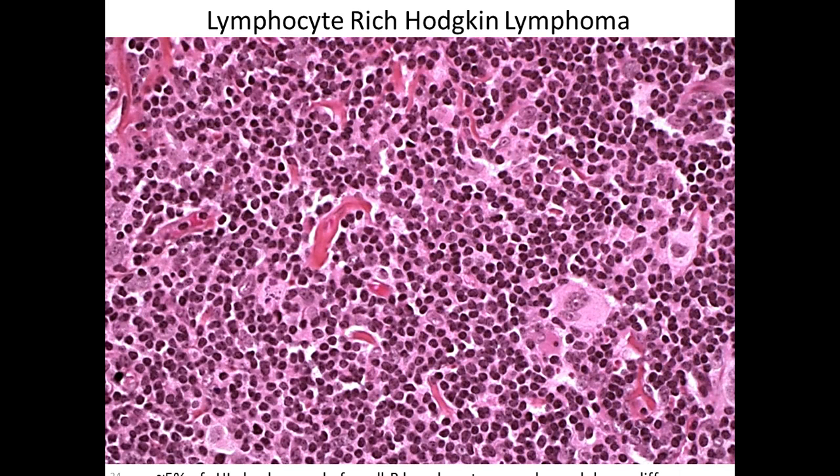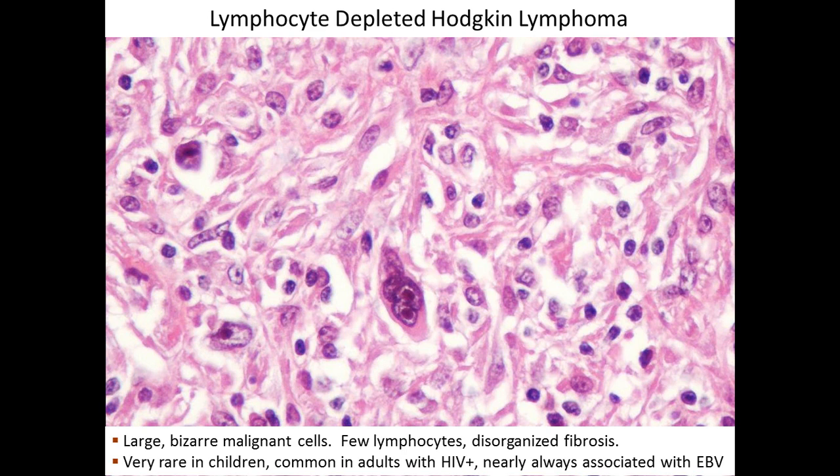This is lymphocyte-rich. You can see the classic owl eyes kind of hiding down in the lower right, and then it's the cytokines that these are releasing are pulling in sheets and sheets of lymphocytes. And lastly is lymphocyte-depleted, and there's some large, bizarre-looking malignant cells, few lymphocytes, and very, very disorganized fibrosis. This is very rare in children, and it is common in adults with HIV, and it is nearly always associated with EBV.